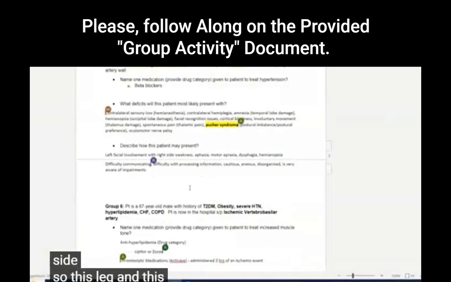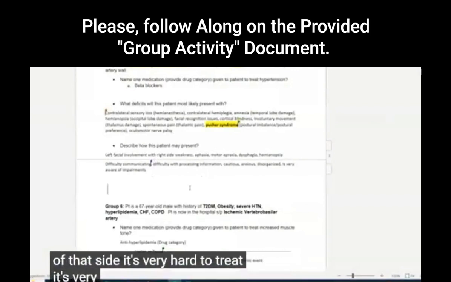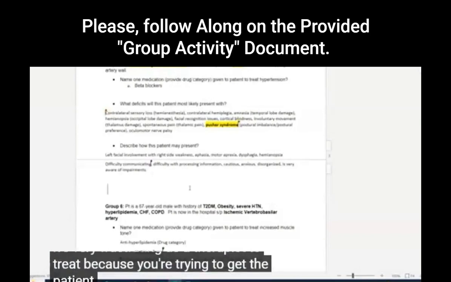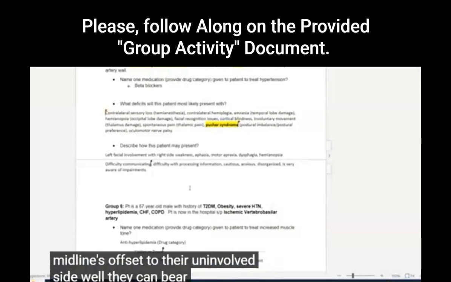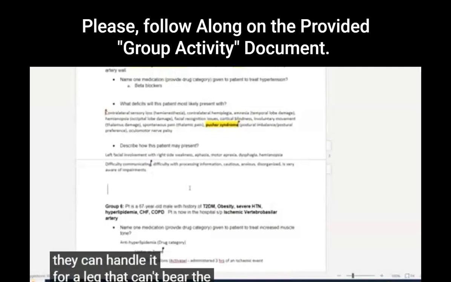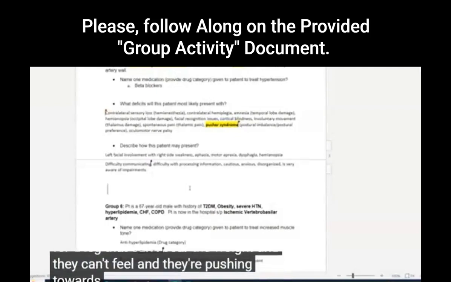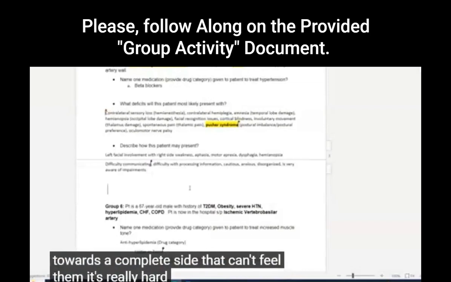So this leg and this arm can't hold them up, but their body's pushing them on top of that side. It's very hard to treat. It's very frustrating as a therapist to treat because you're trying to get the patient back to midline. The patient's midline is offset to their uninvolved side. They can bear that weight and handle it, but for a leg that can't bear the weight and they can't feel, and they're pushing towards a complete side that can't feel them, it's really hard.